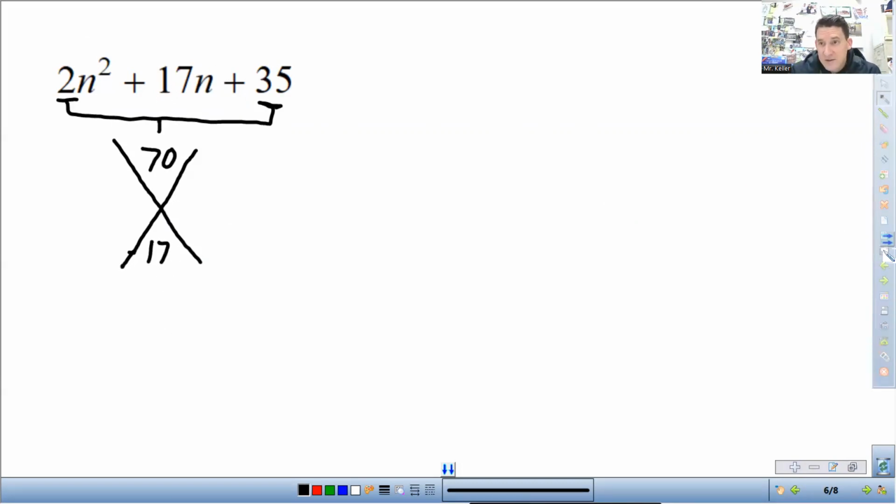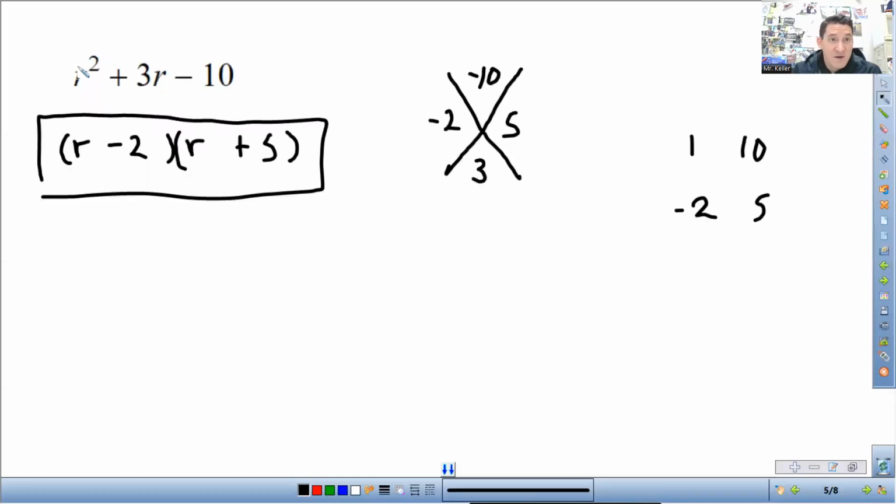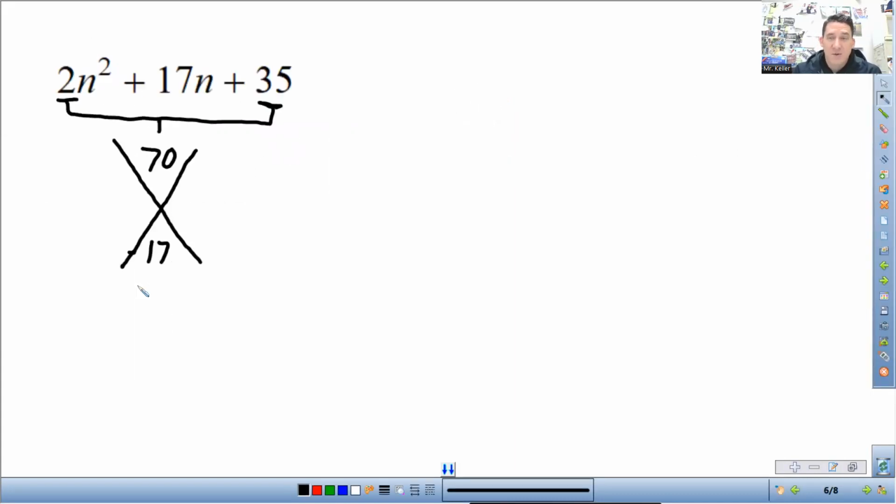So that's the difference. Let's go back one. Nothing in front of the r squared or x squared or whatever the squared term is. You just put the last number here. If you really want to, you can pretend there's a 1 here. 1 times negative 10 is negative 10. So when in doubt, you can multiply. But here we have a number in front. We've got to multiply it together. Middle number still goes in the middle. All right. 70 times 2. This is going to be 10 and 7. 10 times 7 is 70. 10 plus 7 is 17.